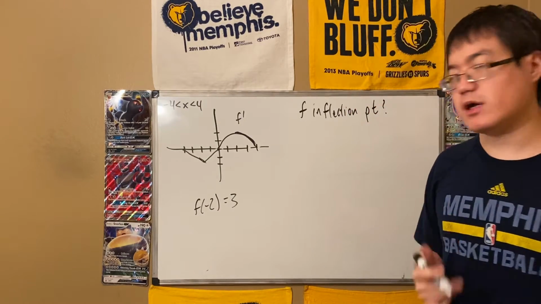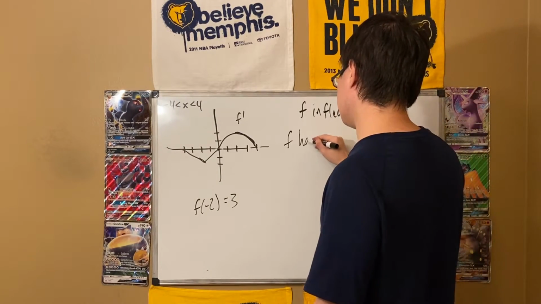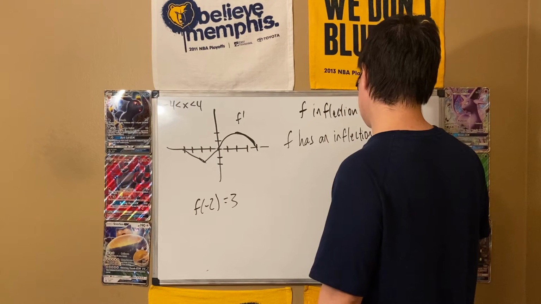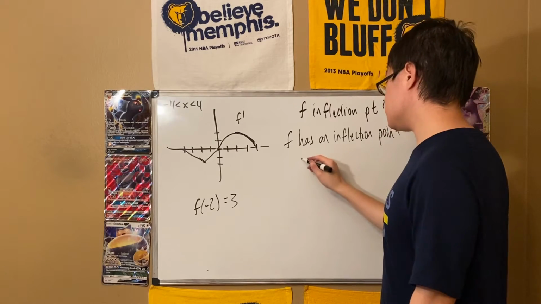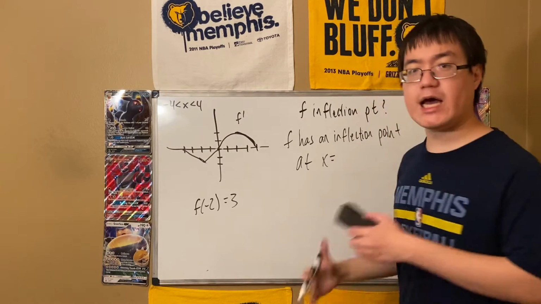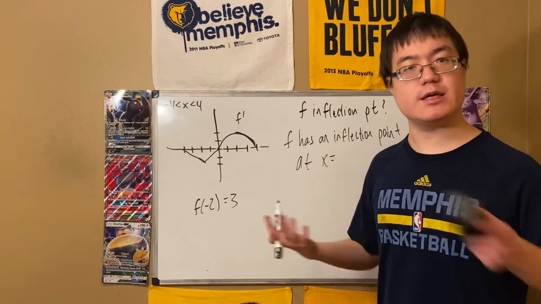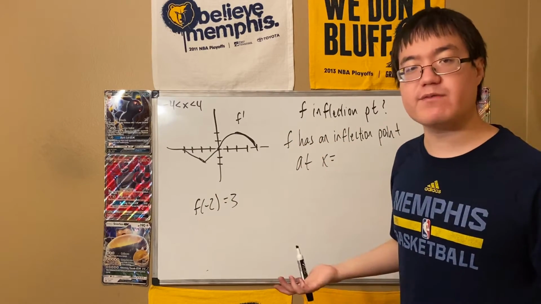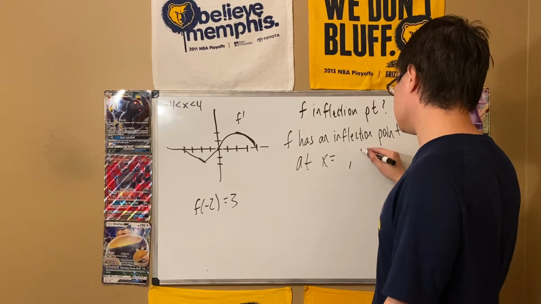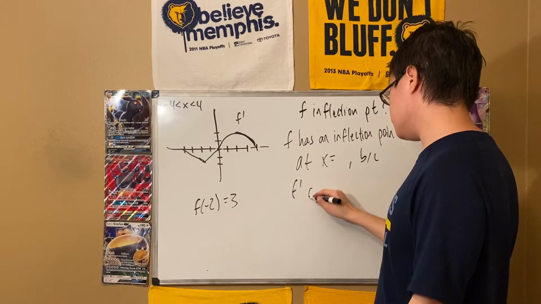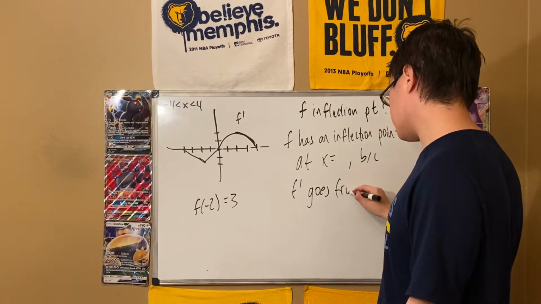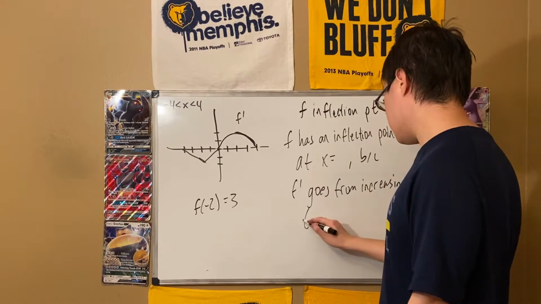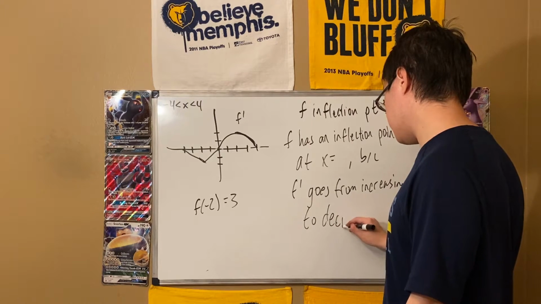Well, again, I like to write down my question. F has an inflection point at certain numbers, because at these numbers, f prime goes from increasing to decreasing or decreasing to increasing. Just like before, we're going to use f prime because we have an f prime graph. So at these 2 points, because f prime goes from increasing to decreasing or decreasing to increasing.